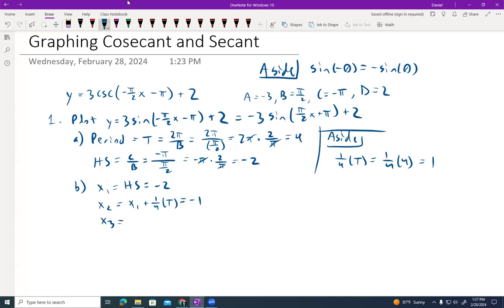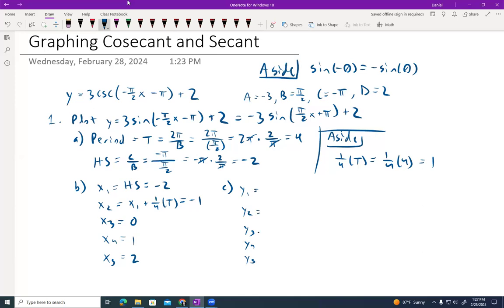Our x3 will be x2 plus a quarter of T, so just add 1 again. Our x4 would be x3 plus a quarter of T, add 1 again. And our x5 will be x4 plus a quarter of T, add 1 again. So now we have negative 2, negative 1, 0, 1, and 2 as the x values of our key points. Part C is to do the y values. Remember, we're plotting sine here, so we're going to do our y1, y2, y3, y4, and y5.